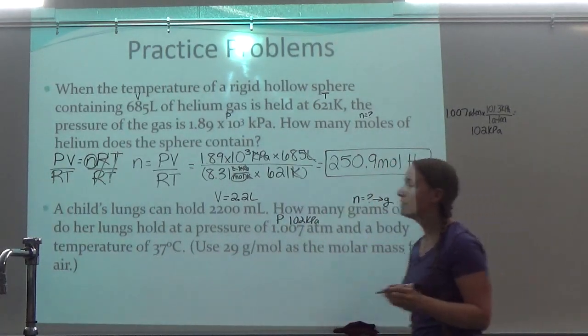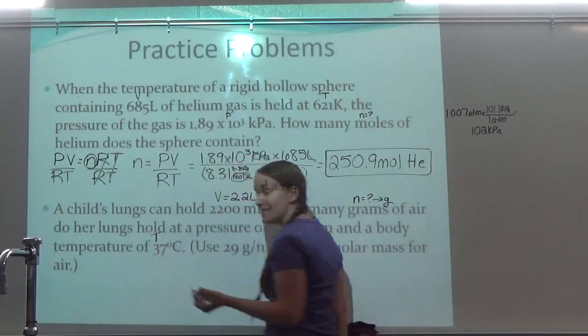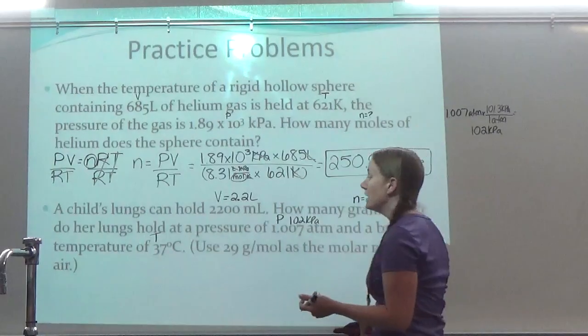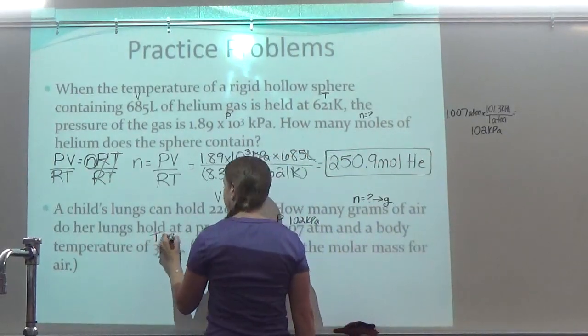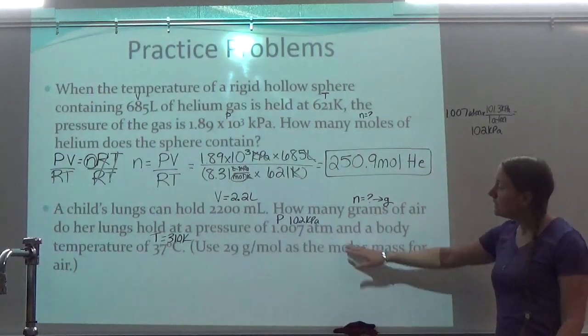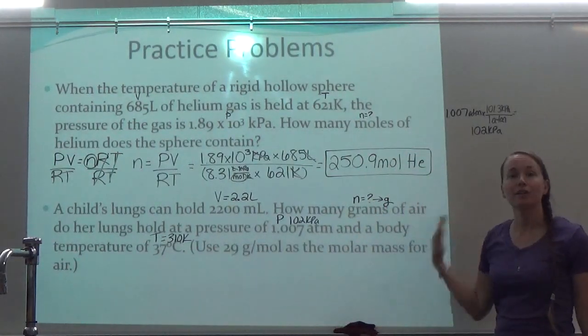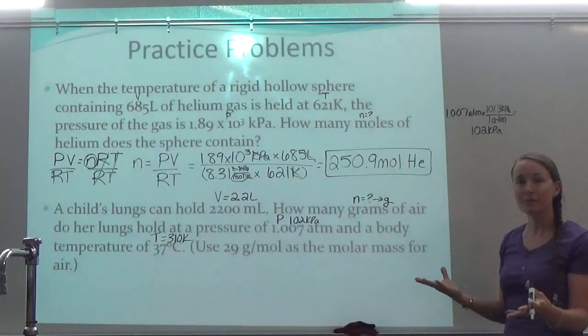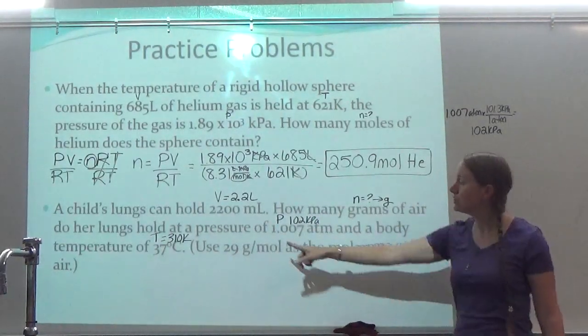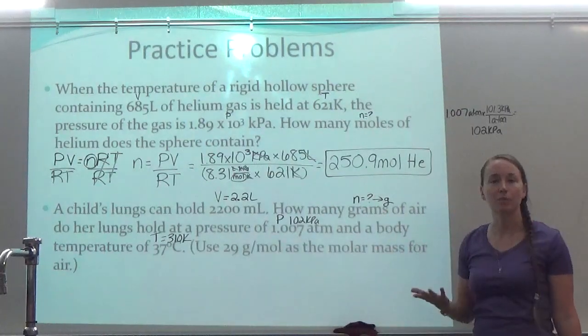And a body temperature of 37 degrees Celsius. Well, that's temperature, but we know we can't use Celsius, so 37 plus 273 ends up being 310 Kelvin. Then, because they told me air doesn't have a molecular formula because it's a mixture of gases, they told us the molar mass that we can use. So we'll use this when we need to convert our moles to grams.